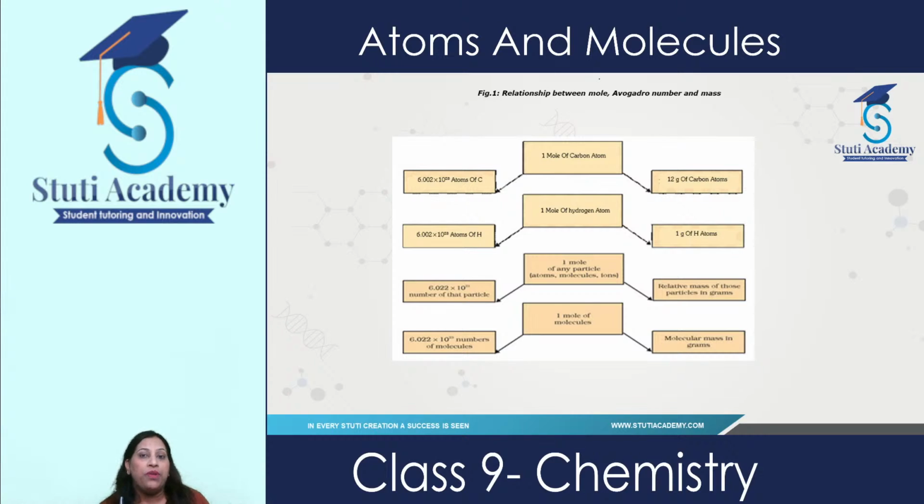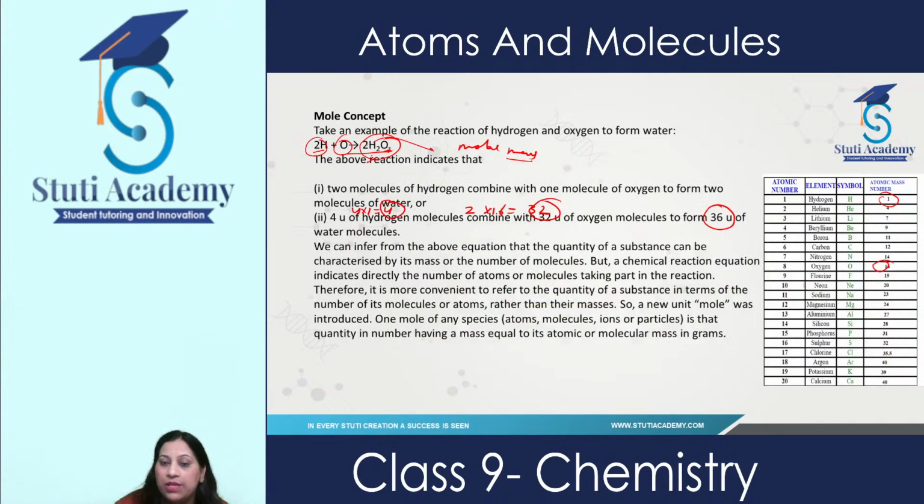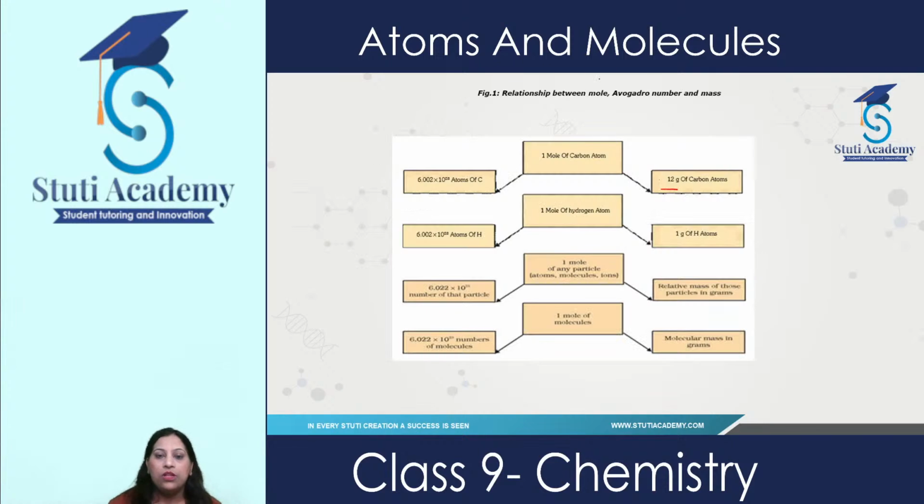Now, what is the relationship between mole, Avogadro number and mass number? See, if we are writing 1 mole of carbon atom, as we know, 1 mole of carbon atom is equivalent to 12 grams of carbon, because as you can see here, carbon's atomic mass is 12. So it is equivalent to 12 grams. When we are writing molar mass, in place of writing U or AMU, we simply write grams. If we are writing atomic mass, this is 12 U. And if we are representing it as molar mass, instead of writing U, we simply write G.